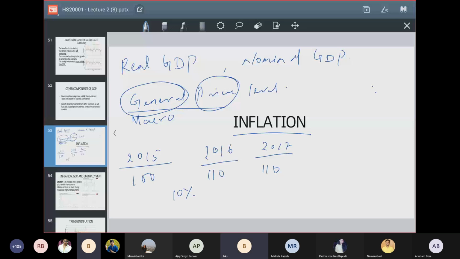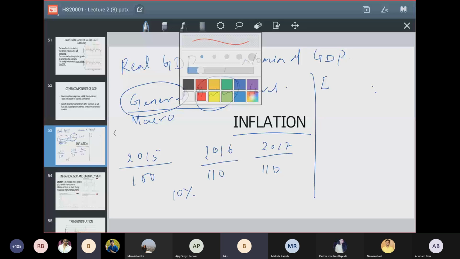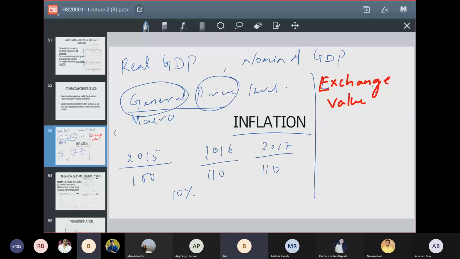Price implies, or what we mean by price is, the exchange value of a unit of commodity or service expressed in terms of money.